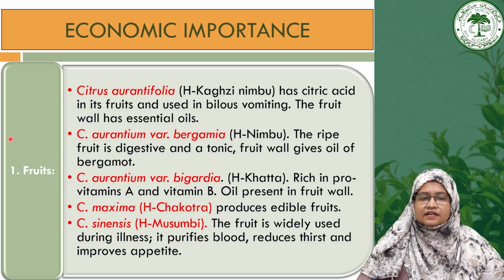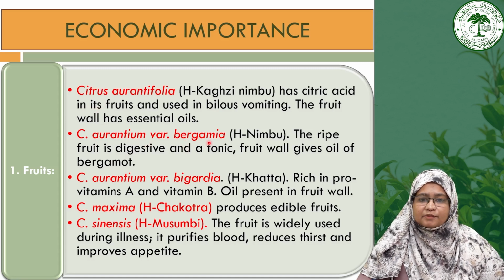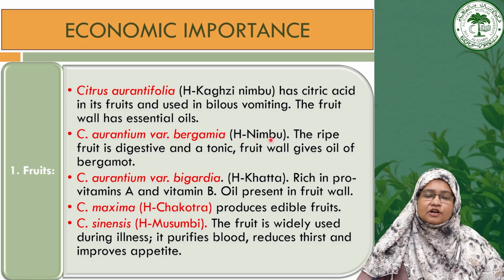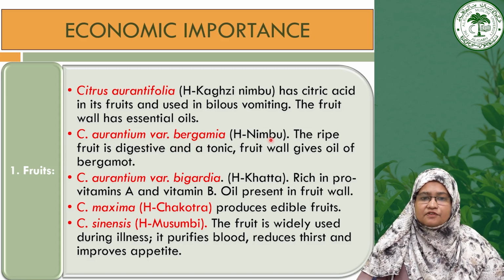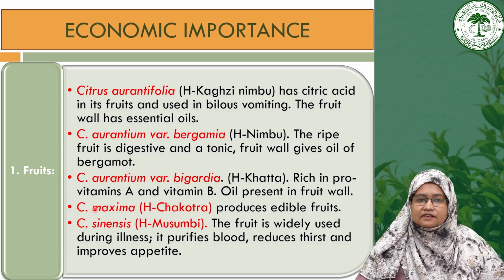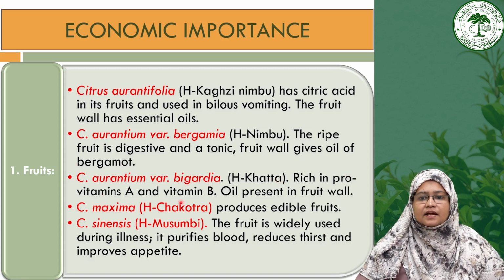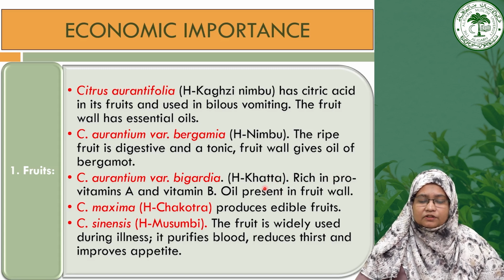Now moving towards the next citrus species and variety, that is Citrus aurantium variety bergamia, which in vernacular is termed nimbu. This ripe fruit is digestive and used as a tonic. The fruit wall also gives an oil that is called bergamot. So the next citrus species is Citrus aurantium variety, which in Hindi is termed khatta. This is also rich in vitamin A and vitamin B, and the oil is also present in the fruit wall. Then Citrus maxima, which in Hindi is called chakotra, produces edible fruits.